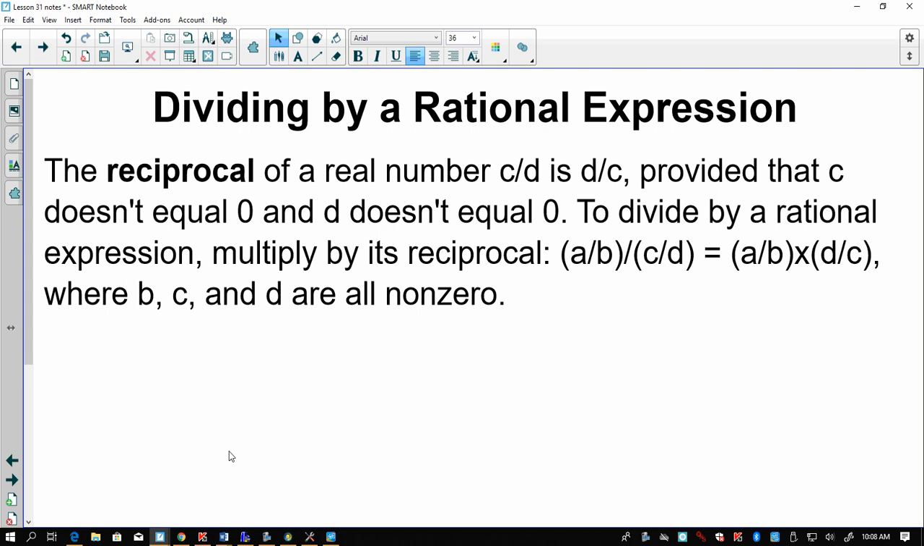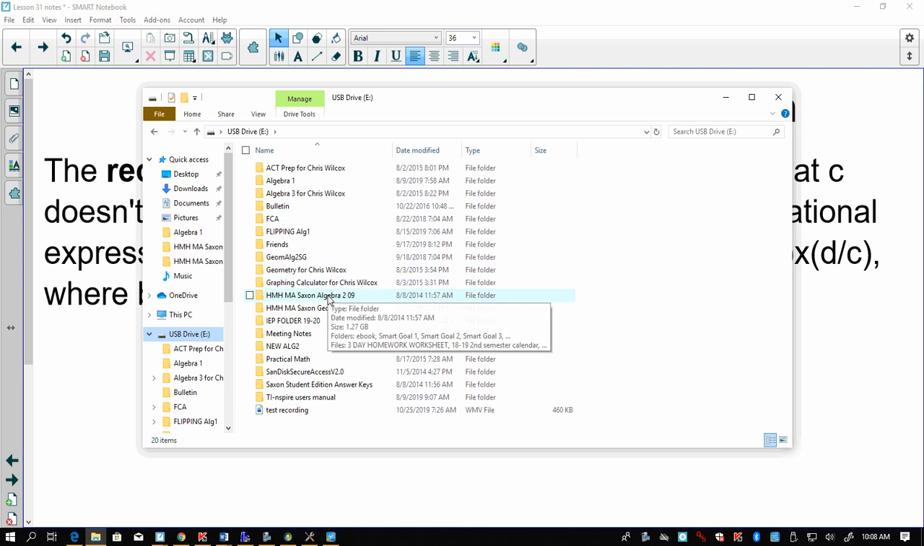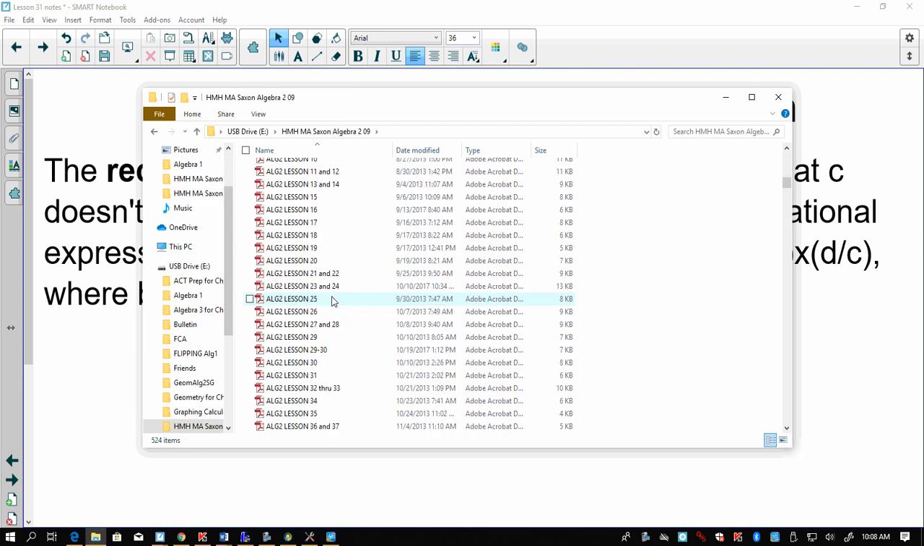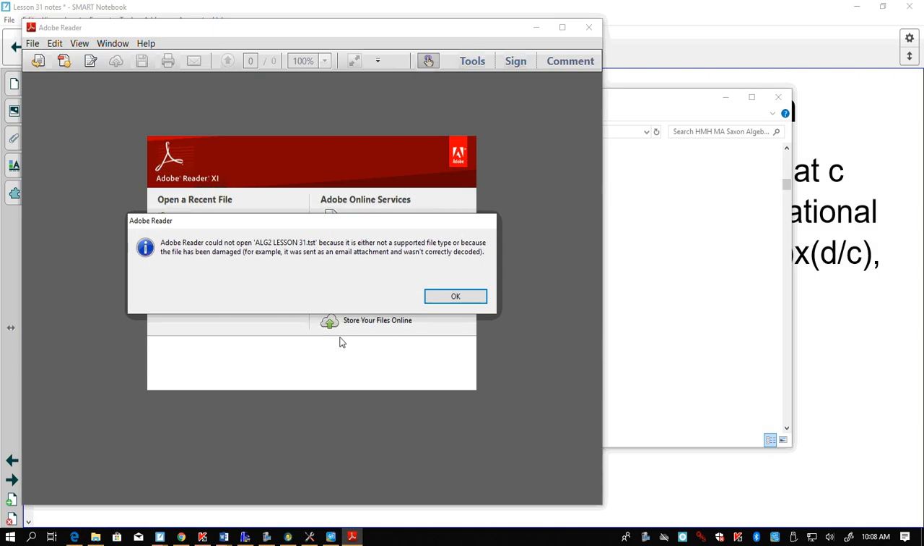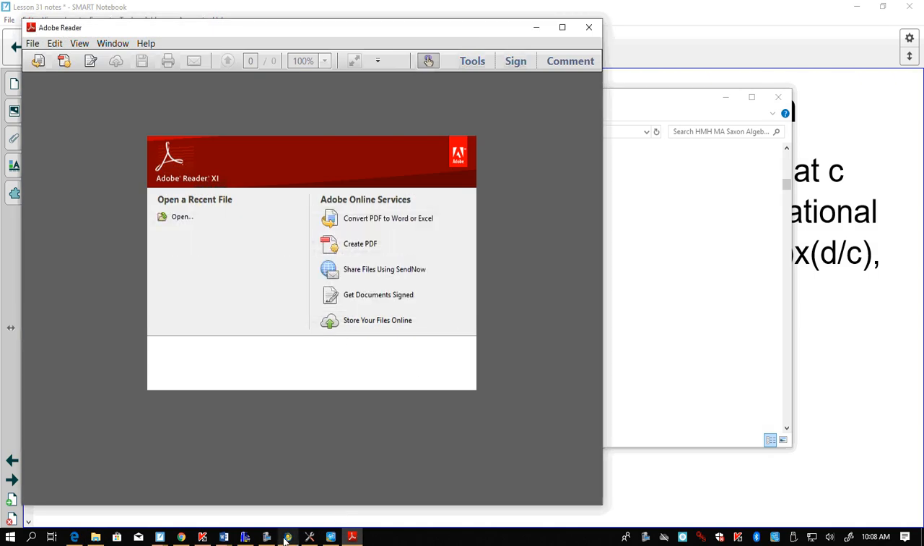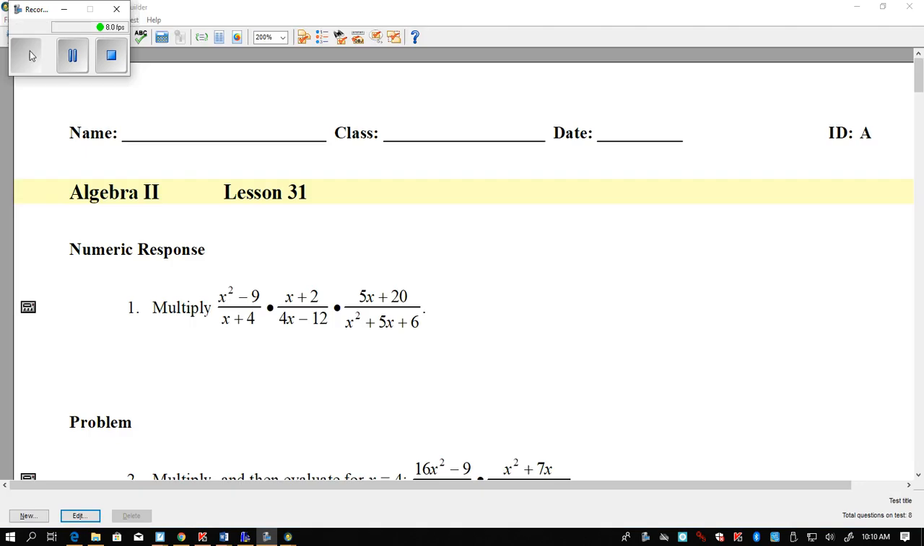Okay, so that's that. Let's get into it. I should have had it pulled up, but I didn't. Okay, Algebra 2, we want lesson 31. Great. Okay, so let's hit it.